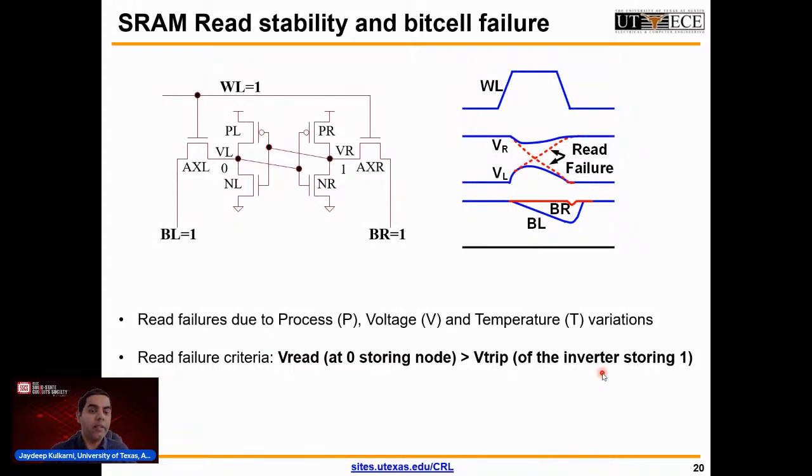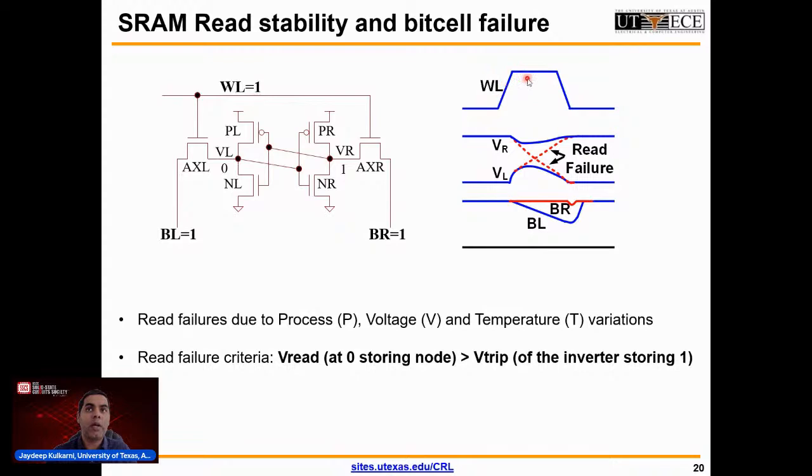So how exactly does the read operation happen in a 6T SRAM bit cell? Assume that the left node VL is storing zero and the right node VR is storing a one. For the read operation, both bit lines are precharged to one, and the word line is asserted.